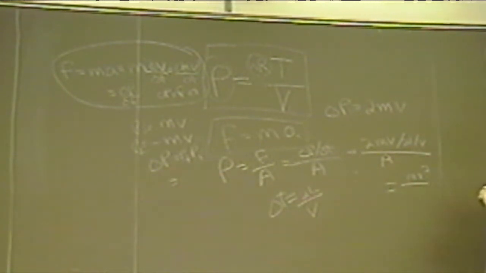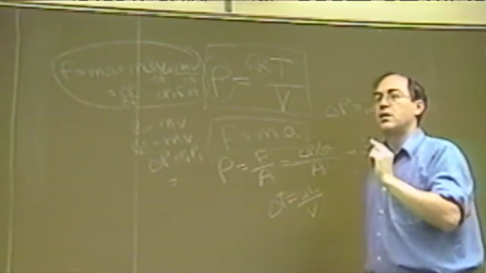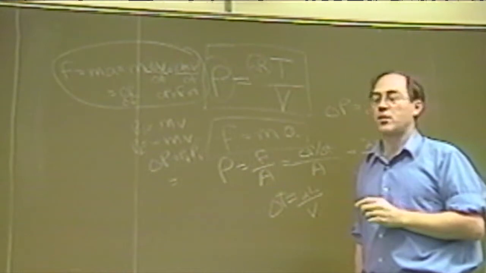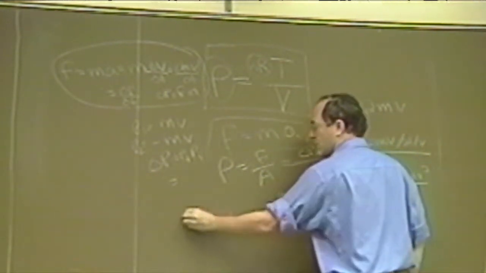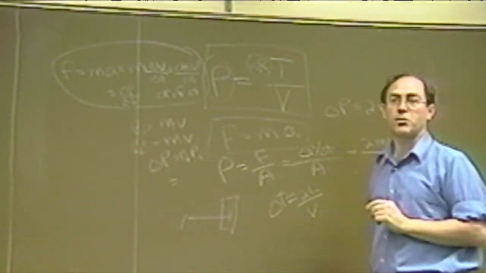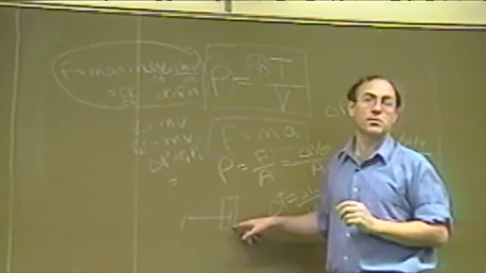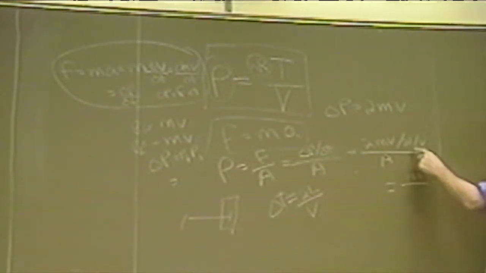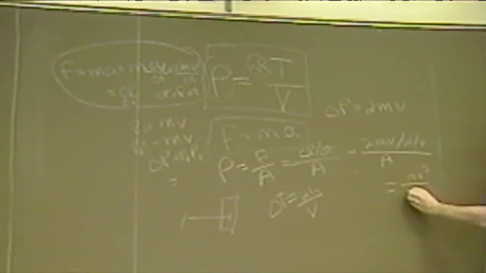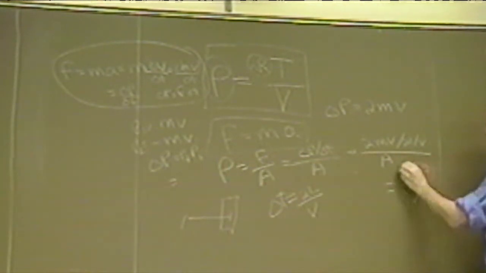Now what is the L times the A? L is the length of the box. A is the area of the wall of the box. So what is the length times the area of the box, of the wall? It's the volume of the box. This is the length of the box. This is the area of one wall. So the length times the area is the volume. So you have mv squared over V.